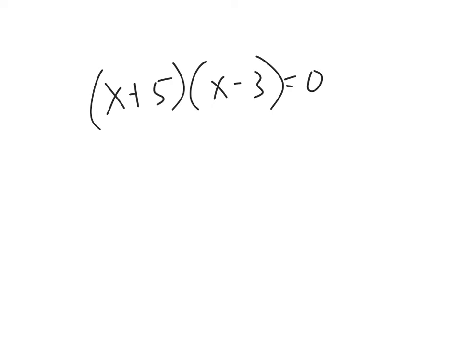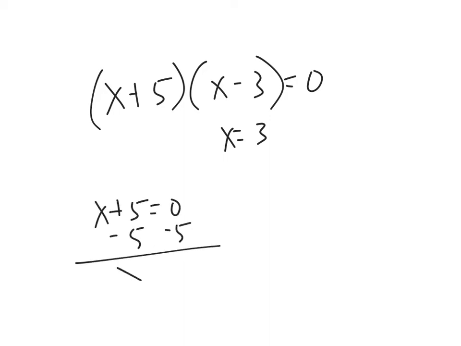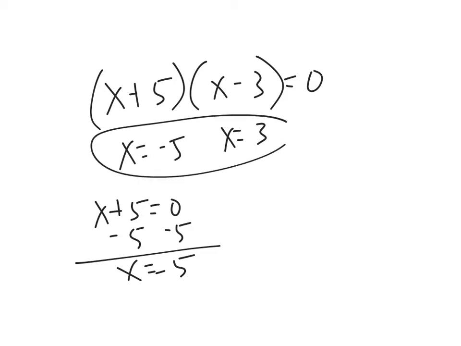So if we go back to this, x minus 3, the answer is 3. But what about this guy? What would make this one 0? Well, if I subtract the 5, x is negative 5. So those are my two answers. I have two answers, and they would both work.